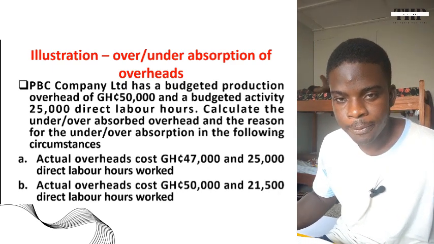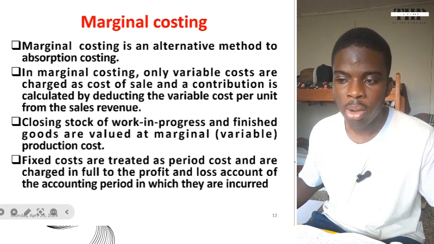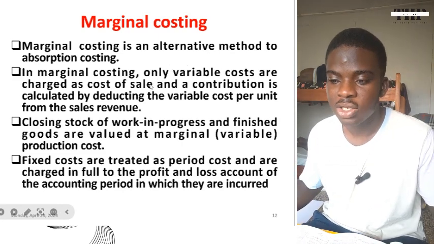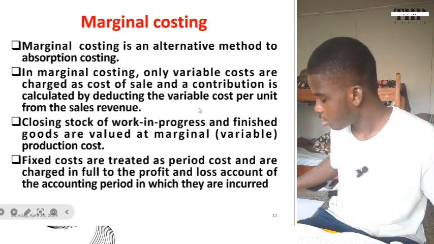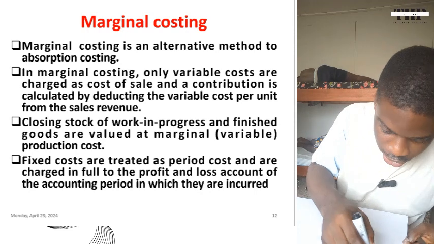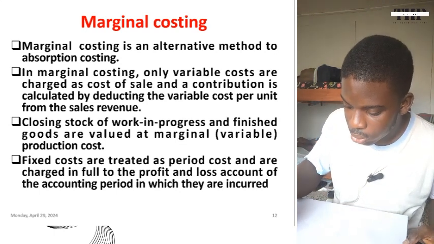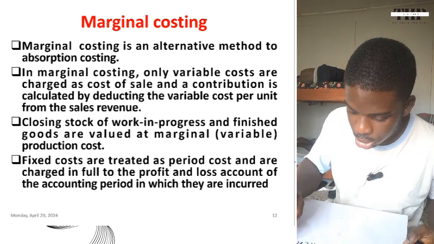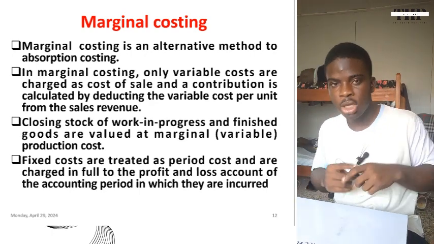So now I'm going to move on to the next part. Now I'm moving on to marginal costing. Marginal costing is an alternative method to absorption costing. In marginal costing, only variable costs are charged as cost of sale, and a contribution is calculated by deducting the variable cost per unit from the sales revenue. Contribution is equal to the sales revenue minus the variable cost per unit.